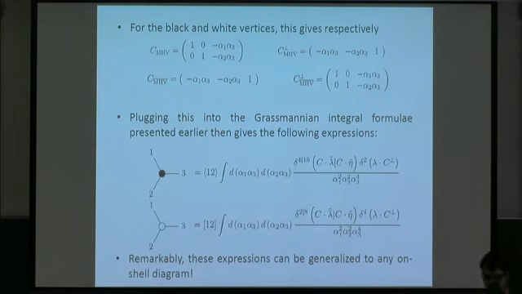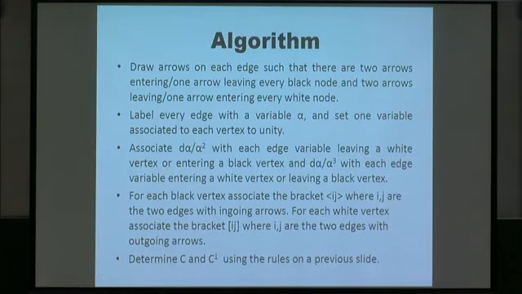The reason why this is a useful exercise is because it turns out that this structure generalizes to any on-shell diagram. So from our experience with these 3-point amplitudes, one can write down a general algorithm for writing down expressions for any on-shell diagram in terms of these canonical coordinates, which can then be lifted to covariant Grassmannian integral formulae. So let me describe the algorithm. Let me sketch it, I guess.